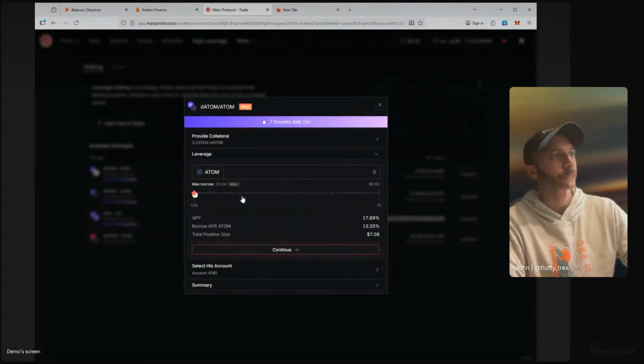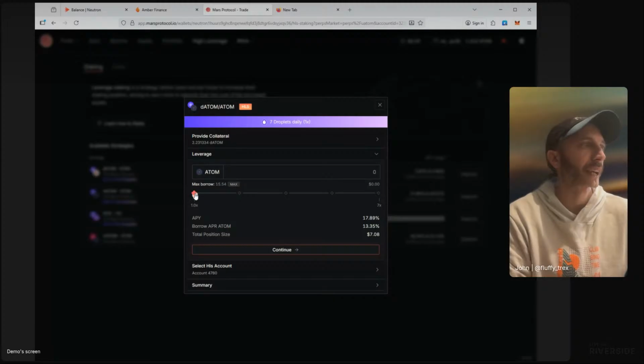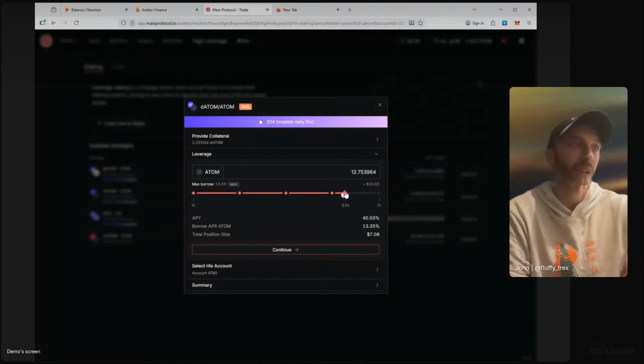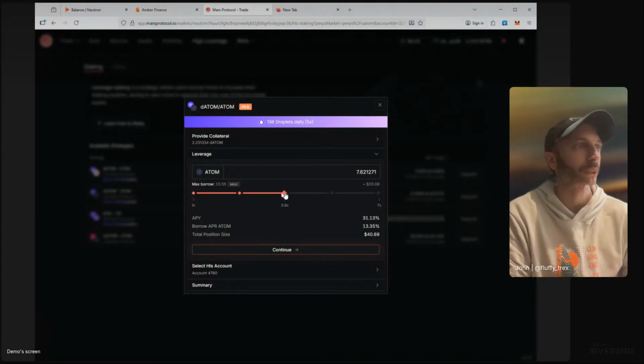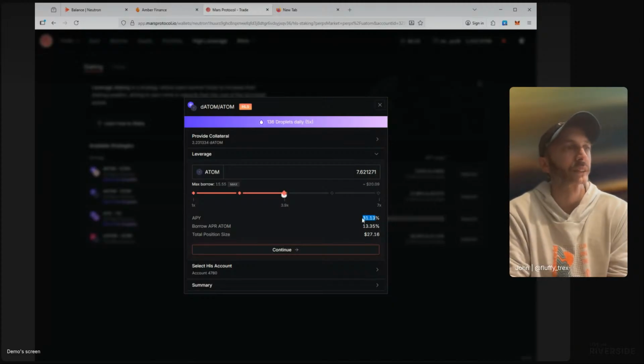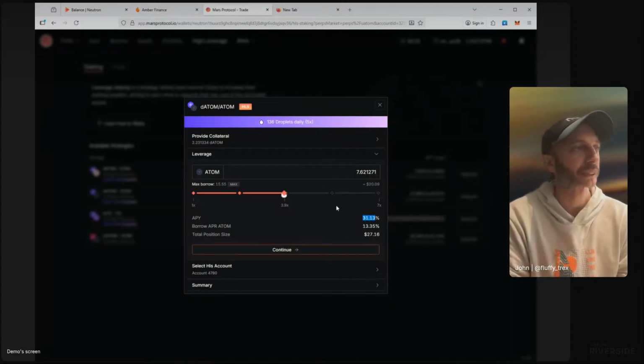Okay, great. And then you would go here and you would select how much leverage you want to do, up to 7x. So this is how many loops we are doing. So let's say you want to loop it up to 4 times. It'll show here your APY. So your new estimated APY is 30% on your dATOM.